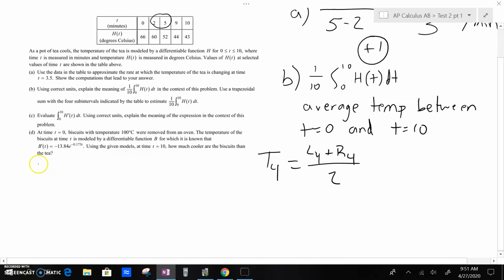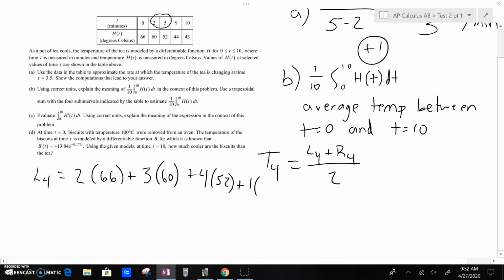So let's see. For our left edge estimate, left of 4, our first width is 2, and our left edge is 66. Our second width is 3, from 2 to 5, and we've got a left edge of 60. Our third width is 5 to 9, so that's 4, and we've got a left edge of 52. And then our last one is just a width of 1, and we've got a left edge of 44. So there's my left edge estimate. Right edge estimate, same widths, right? So we've got our same width structure.